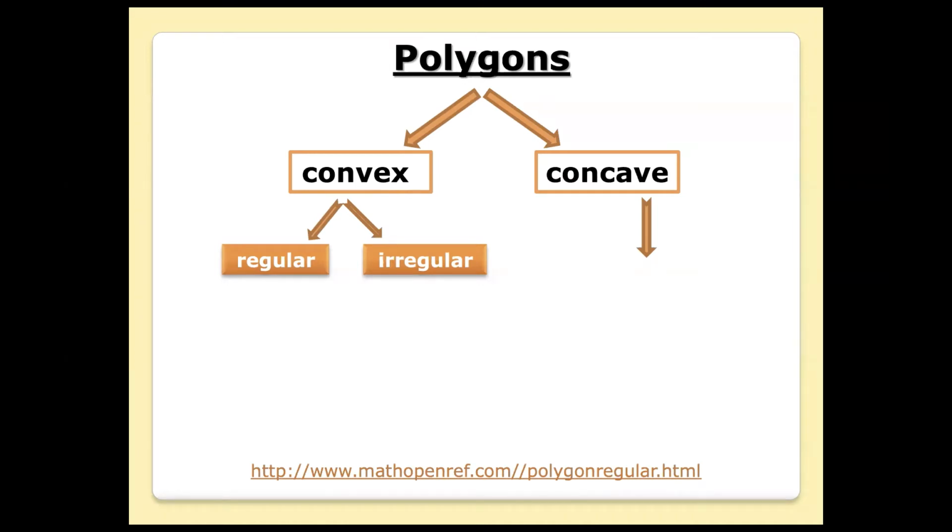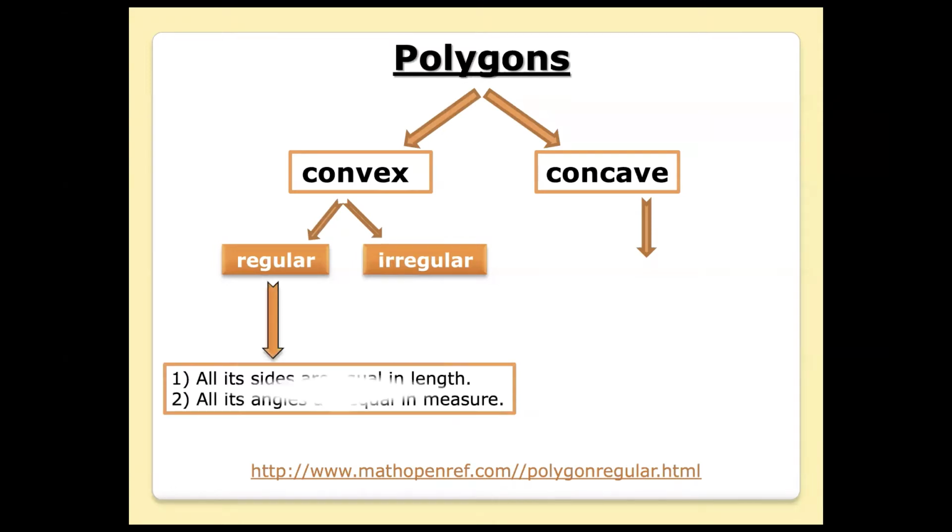Regular polygons must have equal interior angles and equal side lengths. So their interior angles must be equal in measure, and the sides are equal in length. Okay?